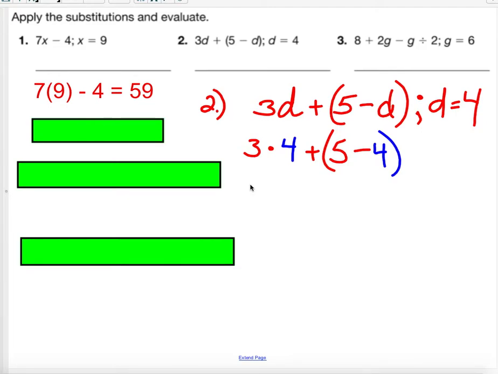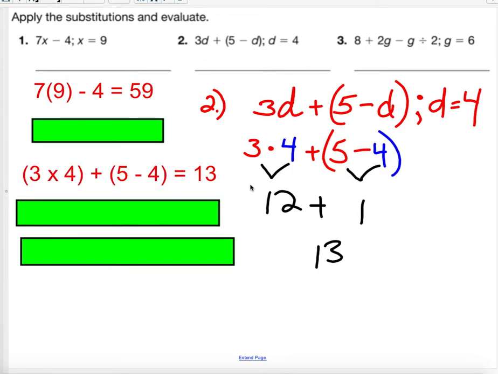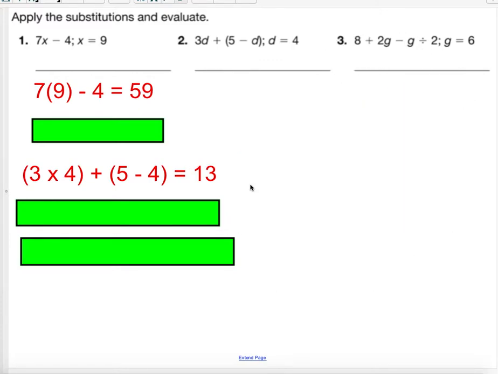The order of operations must apply. The first thing we will do is solve within parentheses. 5 take away 4 is 1. 3 times 4 is 12. 12 plus 1 equals 13. And you can see how it would look if we had it set up and we just did the computation in our head. Okay, so that's how you solve those problems. We'll leave number 3 for you to think and work out.